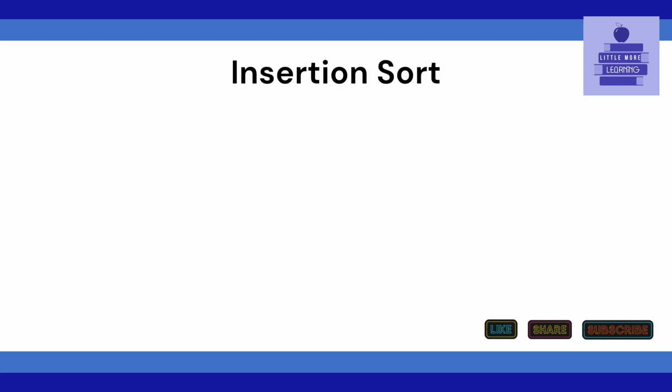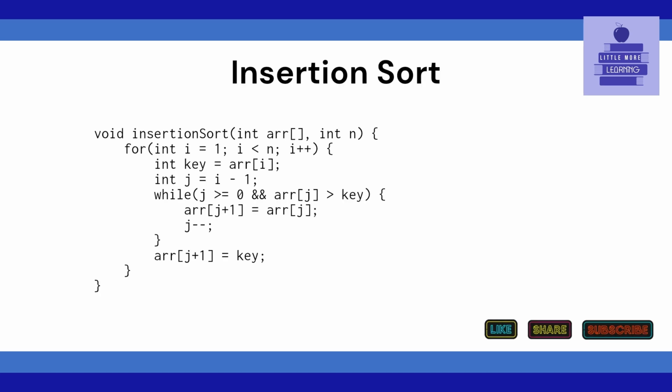Insertion sort is another simple yet intuitive sorting algorithm. It builds the sorted array one element at a time by repeatedly picking the next element and inserting it into its correct position in the already sorted part. In the C++ code, the key is the element to be inserted. The inner while loop shifts elements to the right to make space for the key. Once the correct position is found, the key is inserted and the process repeats for the next element.